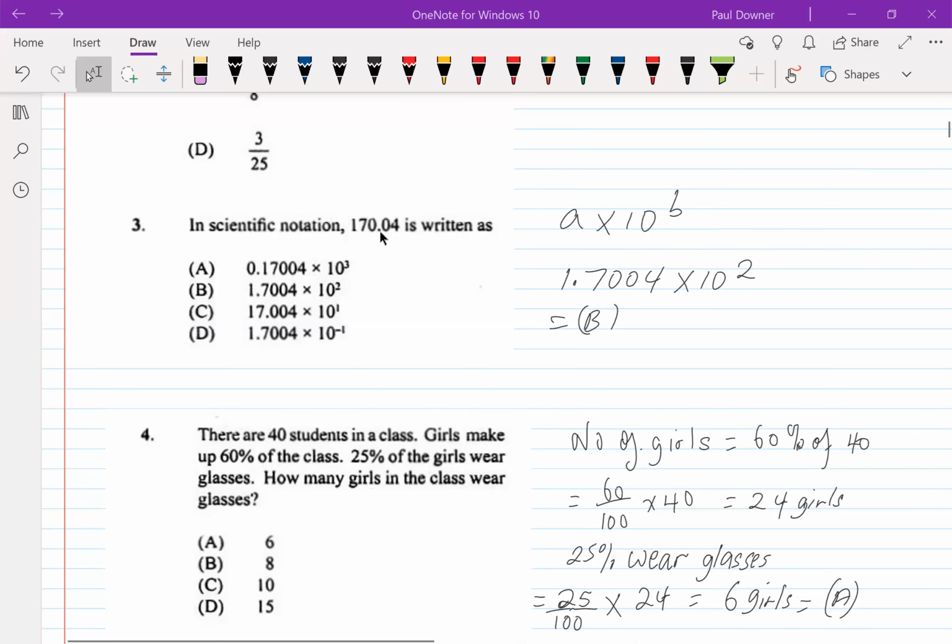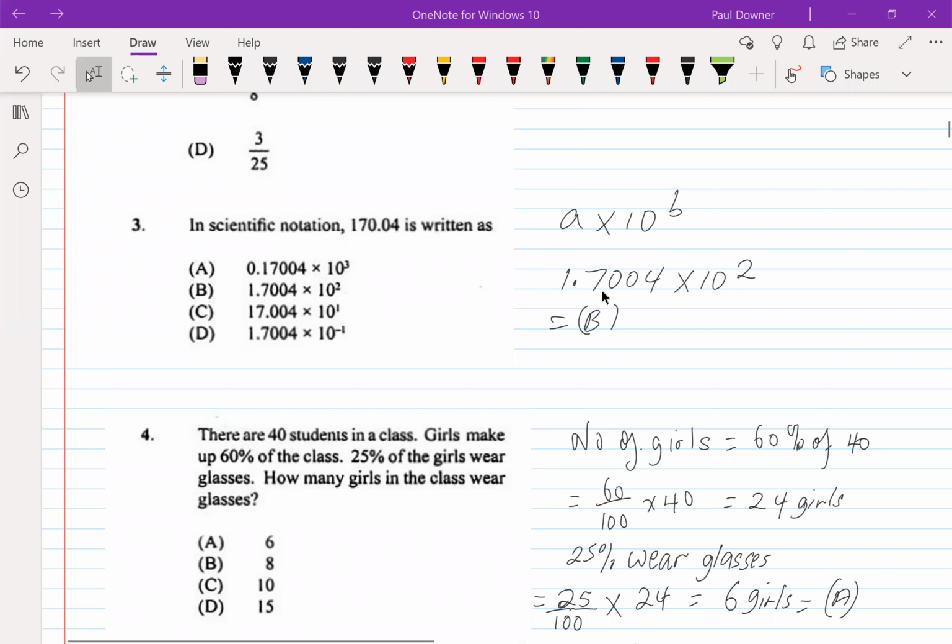So if I move this point one place to the left, I'll be creating 17.004. That's not satisfying the requirements for A. So if I move it another position to the left, I create the number 1.7004, which is this number here. So I actually move the point 2 positions to the left, creating 1.7004, which fits the requirements for the number A.